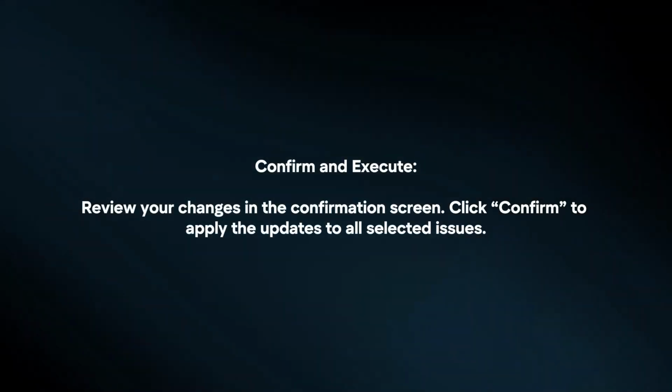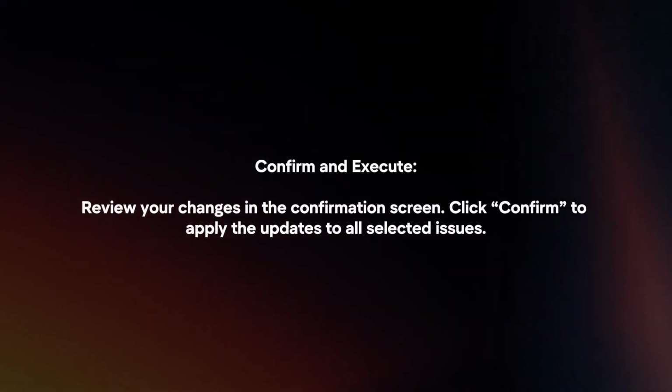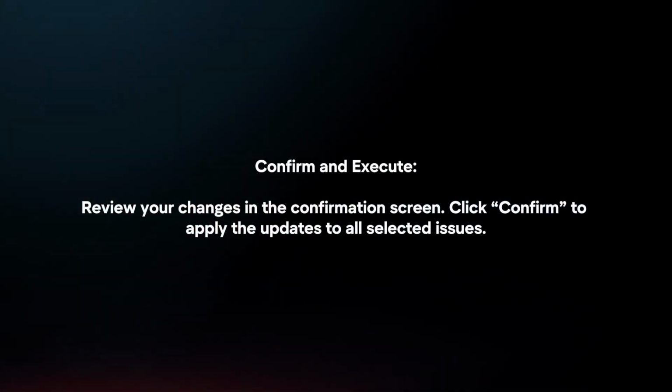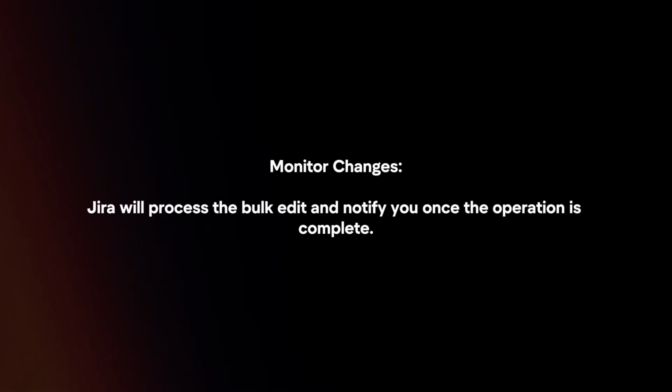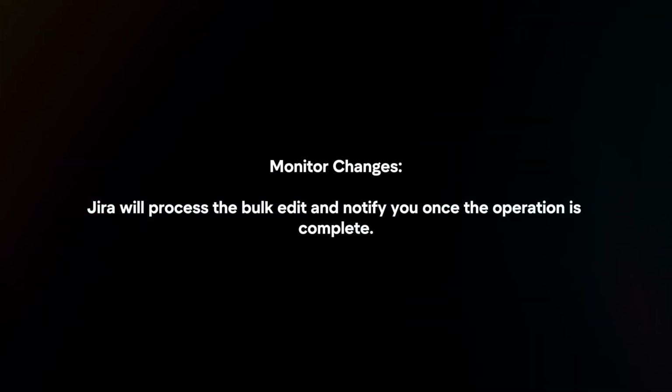Confirm and execute. Review your changes in the confirmation screen. Click Confirm to apply the updates to all selected issues. Monitor changes. Jira will process the bulk edit and notify you once the operation is complete.